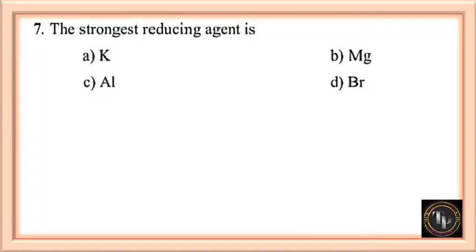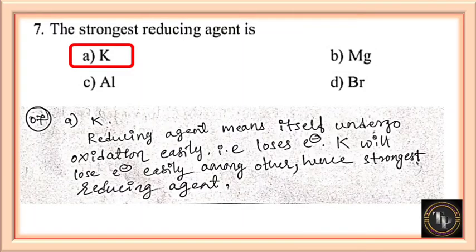The strongest reducing agent is. Reducing agent means it itself undergoes oxidation. Itself undergoing oxidation means it loses electrons. It has the tendency to release electrons very easily, having an extra electron. It is there only in the case of potassium. See guys, reducing agent means it itself undergoes oxidation easily, that is, loss of electrons. K will lose electrons easily among the others, hence it is the stronger reducing agent.